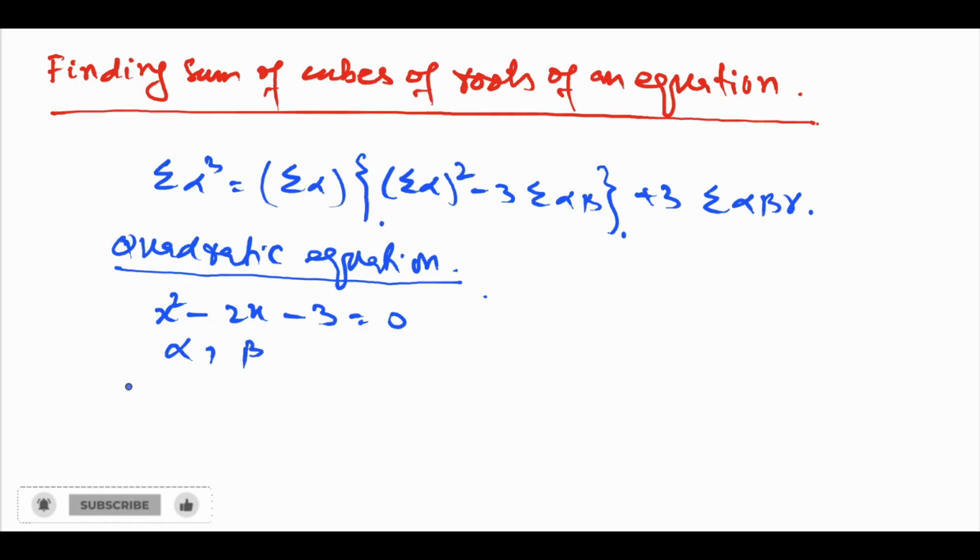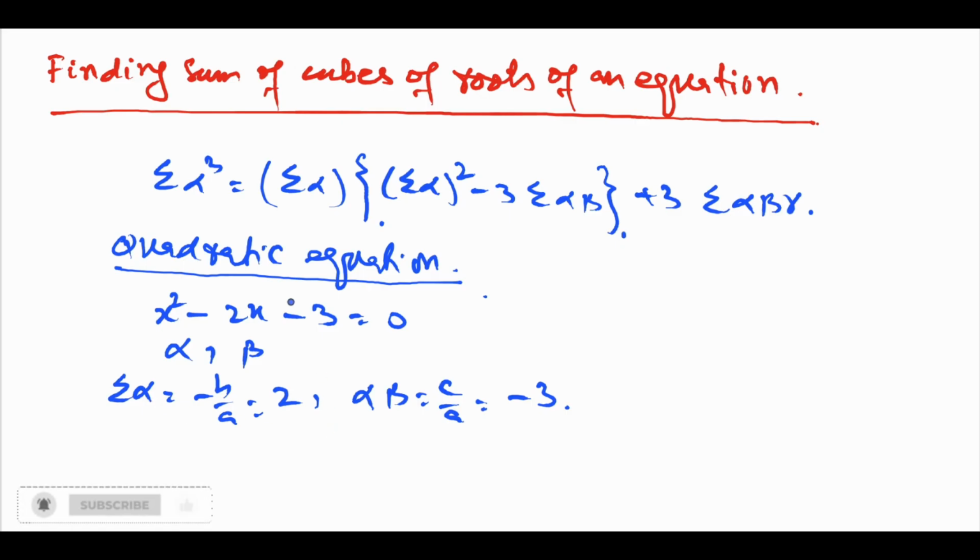So I can say alpha plus beta, or I can say sigma alpha. Sigma alpha is always minus b over a, so it will be 2. So sigma alpha is 2. And the other is alpha beta only. This will be c over a, or it is minus 3.